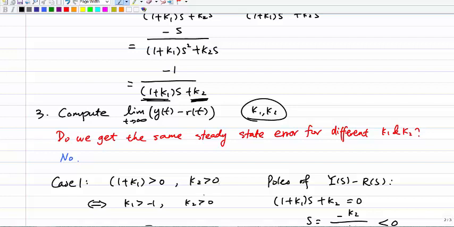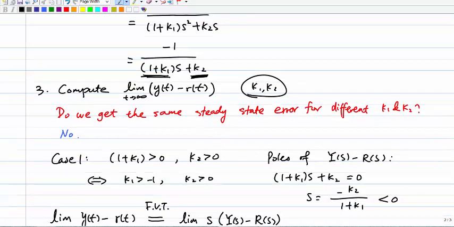That's probably a simple way we can start with. In other words, we have k1 is greater than -1 and k2 is positive. So by computing the poles of Y, because the poles really matter. The poles of Y minus R(s), you just set the denominator to be 0, is 1 plus k1 s plus k2 equal to 0. So the pole will be equal to -k2 divided by 1 plus k1.